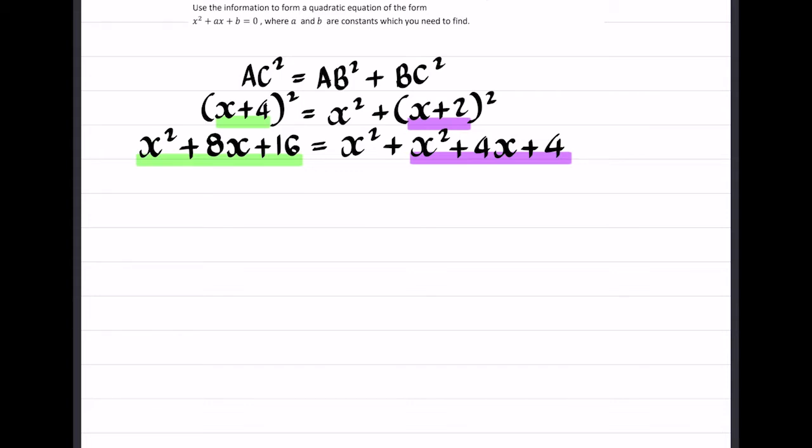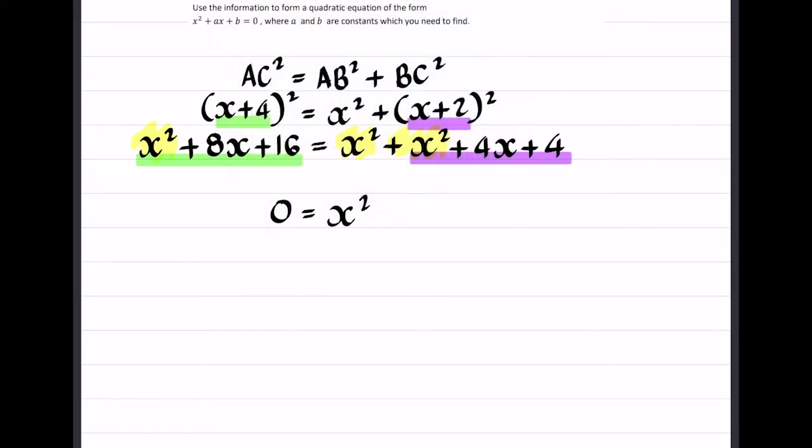Alright, so now I'm going to group all my terms together. So I want a 0 on the one side. So I have x squared plus x squared, which is 2x squared. Then this x squared becomes a minus x squared. So I'm left with x squared.